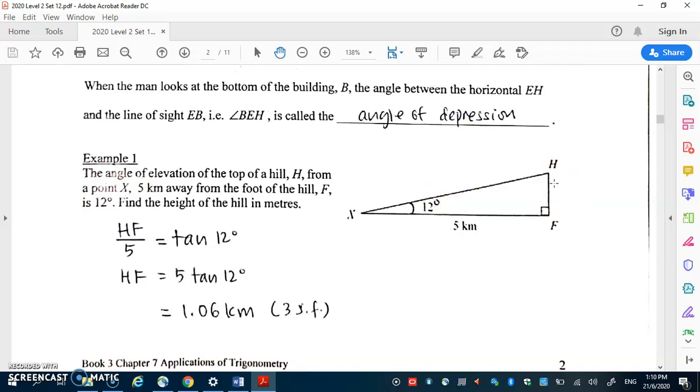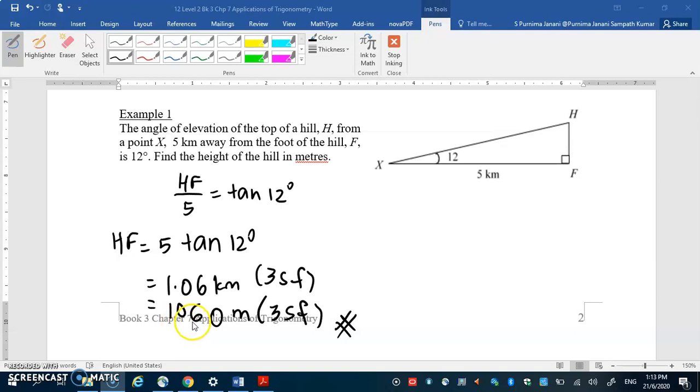So as you can see, this forms a nice right angle triangle. We can immediately say, oh, tangent 12 is equals to opposite over adjacent, which is HF over 5. So we write down tangent 12 equals to HF over 5. Then we solve for HF, which is 5 times tangent 12. Press calculator. Answer is 1.06 km. Okay, but we don't stop there. This is in 3SF, right? But it's in kilometers. We need to still find the height of the hill in meters. In meters, it will simply be 1060 meters to 3SF. Okay, so write your units, write the bracket 3SF, and you're done.